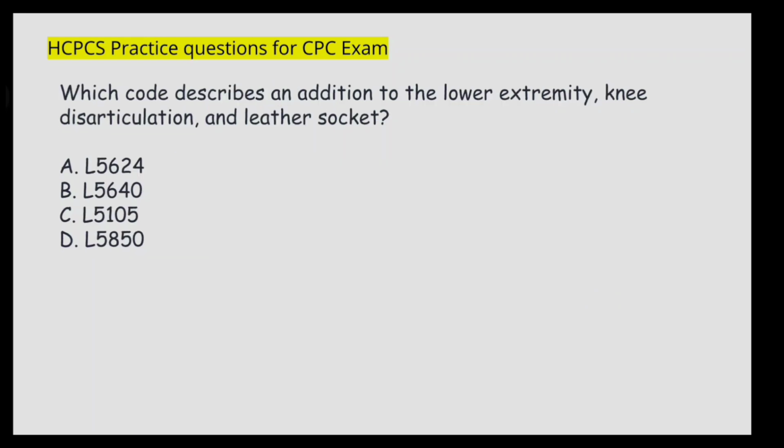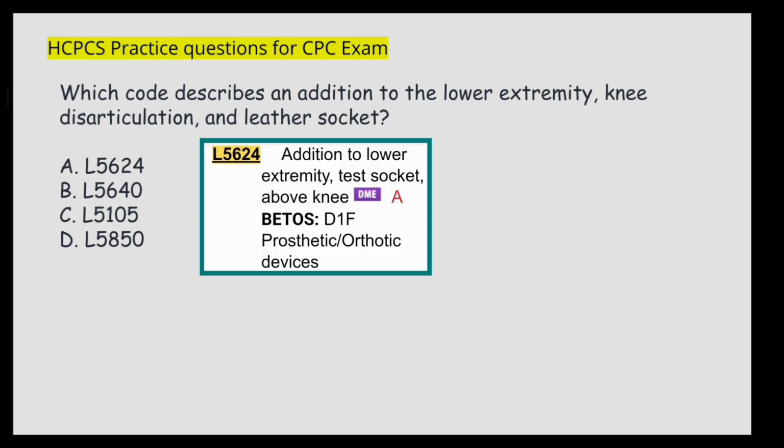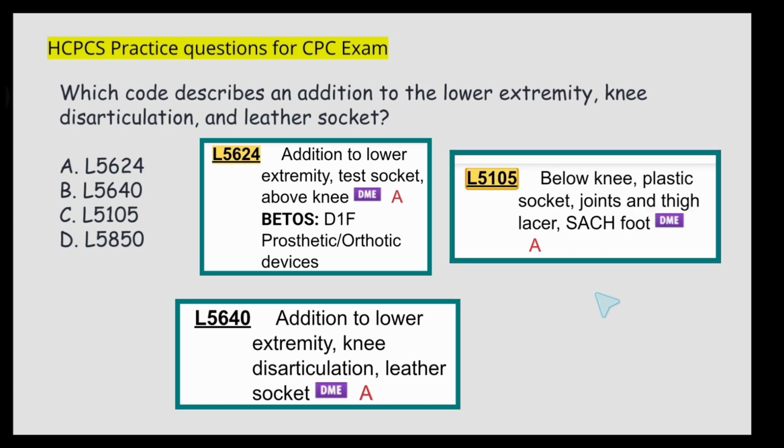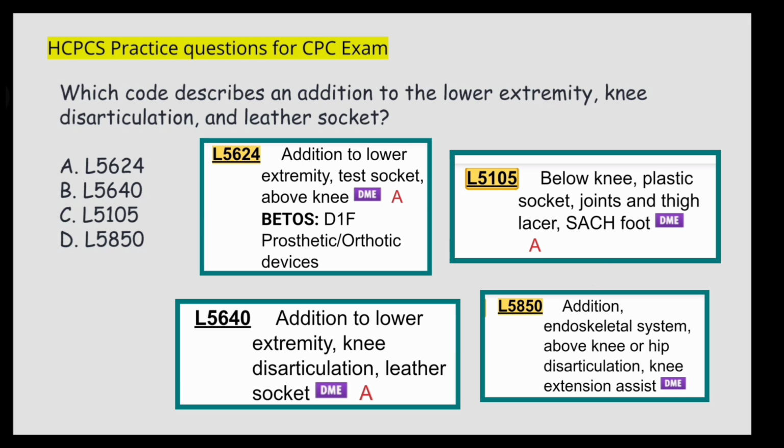Which code describes an addition to the lower extremity knee disarticulation and leather socket? Let us check the options. Check option A, L5624. L5624 is for addition to lower extremity test socket above knee. And option B, L5640 is for addition to lower extremity knee disarticulation leather socket. And option C, L5105 is for below knee plastic socket joints and thigh lacer. And option D, L5850 is for addition endoskeletal system above knee or hip disarticulation knee extension assist.